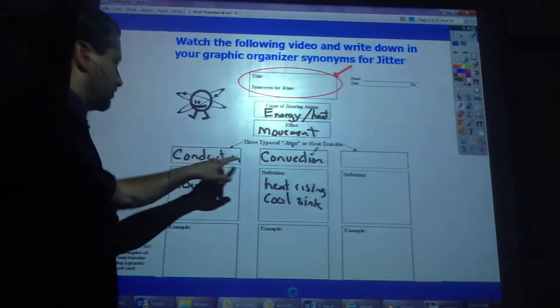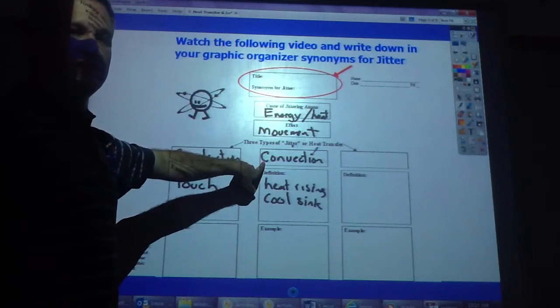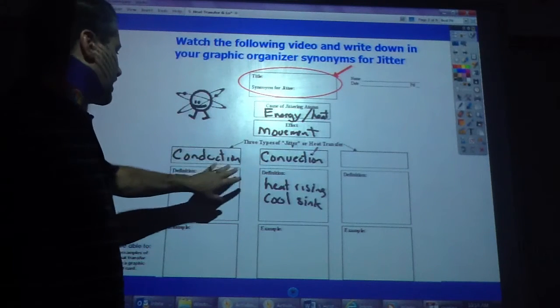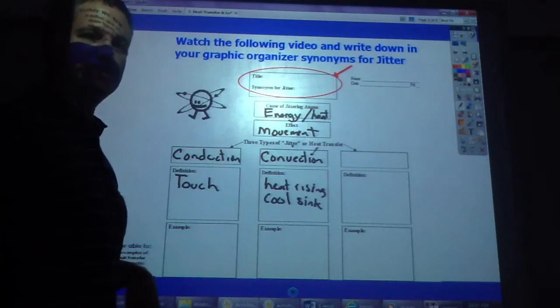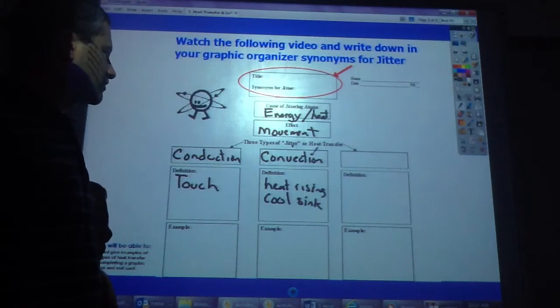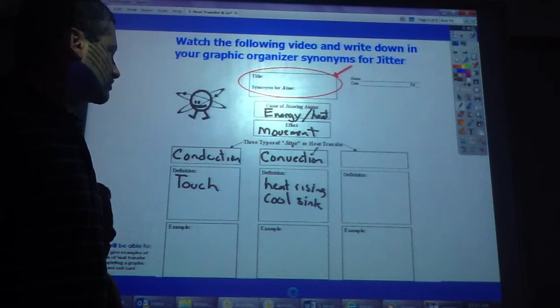I would be really curious if someone could come in to class next time and have some sort of clever way of telling the difference between conduction and convection. I'd be happy to give a piece of candy or something for that.